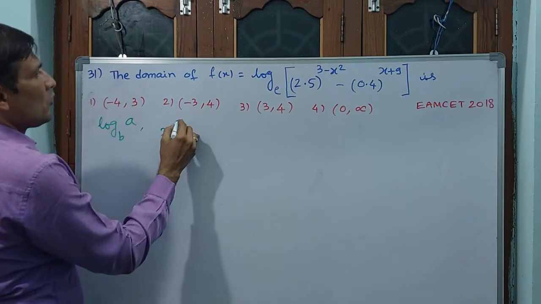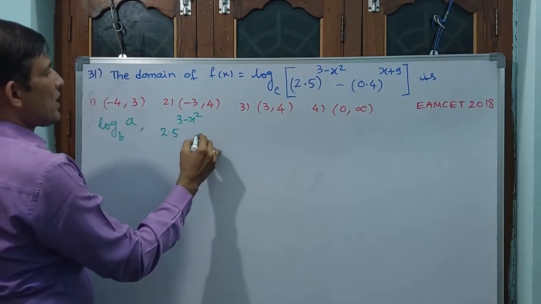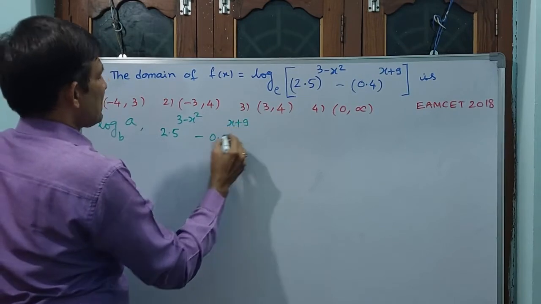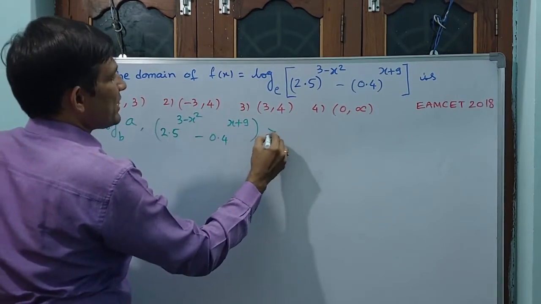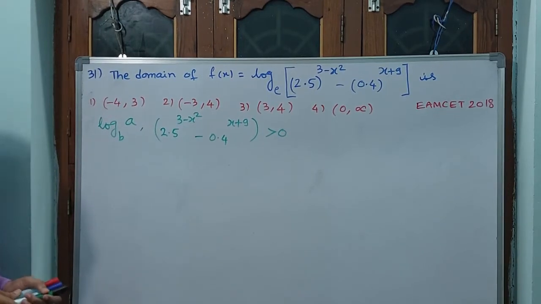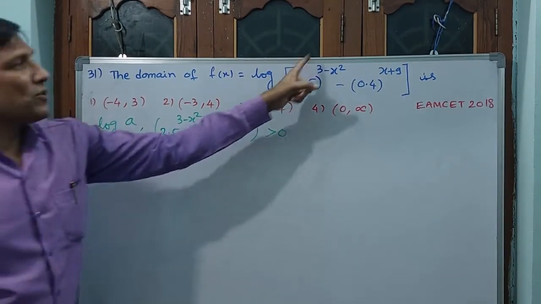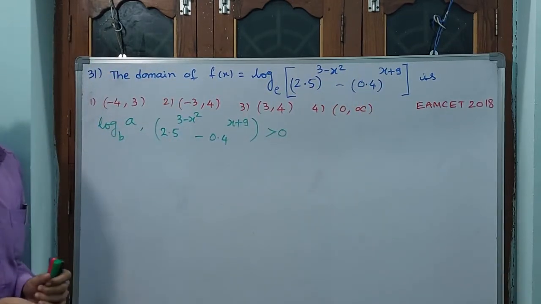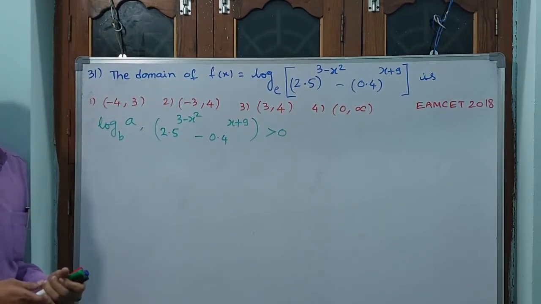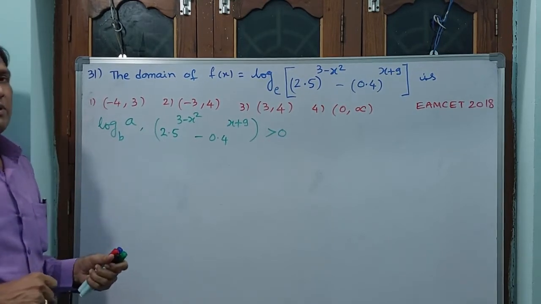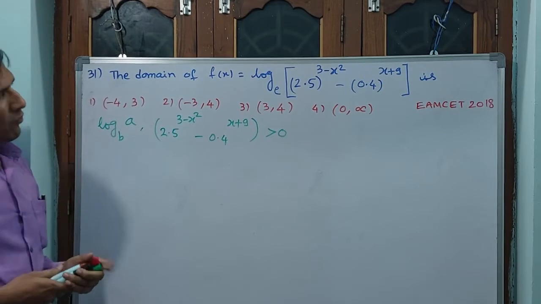2.5 to the power of 3 minus x square minus 0.4 to the power of x plus 9. Entire this thing should be greater than 0. First you have to write this statement. Why? Because if this input is greater than 0, total this one, then only log function is defined. Or else log function is not defined. Equal to 0 also you should not give, and less than 0 also you should not give as an input for logarithmic function. Okay?